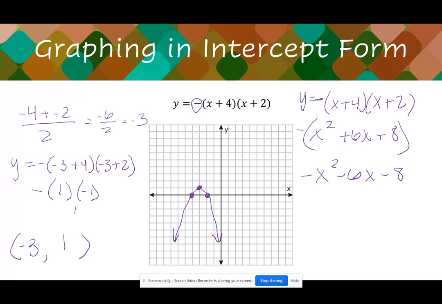And if you had to match graphs, if you see this equation, you would know your x-intercepts are at negative 4 and negative 2, and this means it opens downward, so that could help you match a graph.